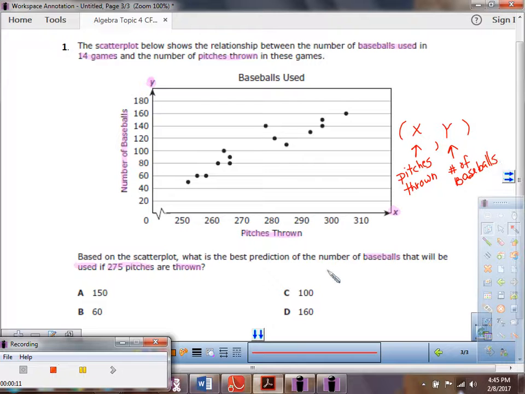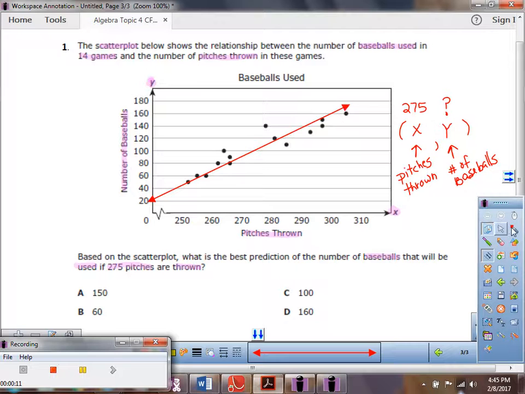So if you go back to the question, it says, what's the best prediction of the number of baseballs that will be used? So this is what they want. They want the y-coordinate if 275 pitches are thrown. So they're giving you the x-coordinate. So all you do is look it up on the graph. Now you should draw a line of best fit. If you notice, this is a positive correlation. The little dots are going up. So you want to draw a line that kind of goes to the middle, something like this.